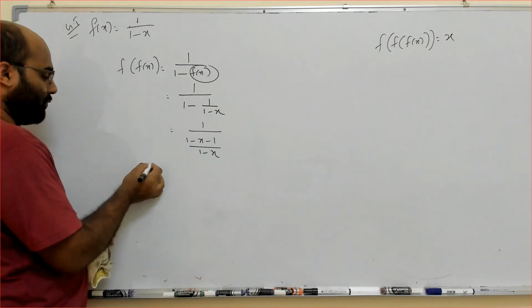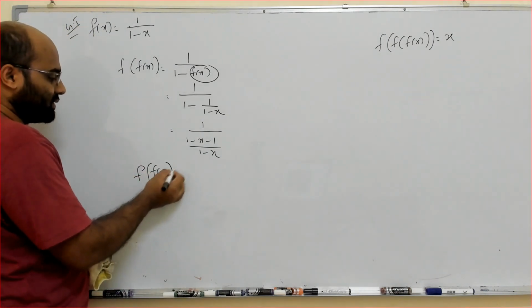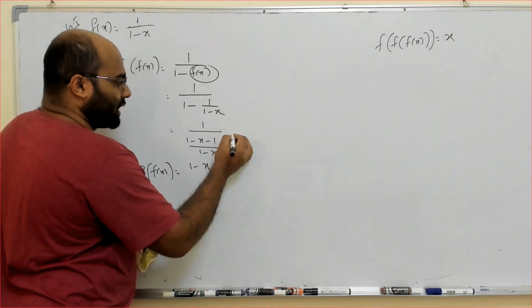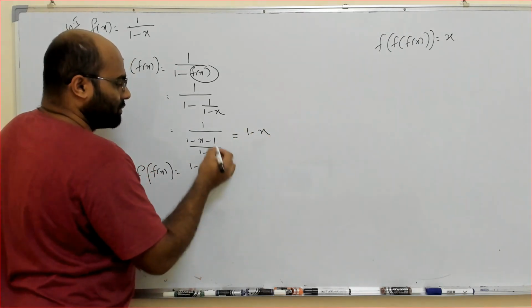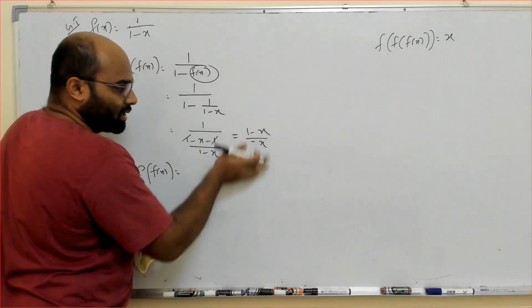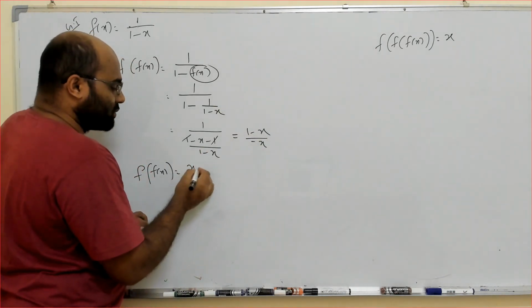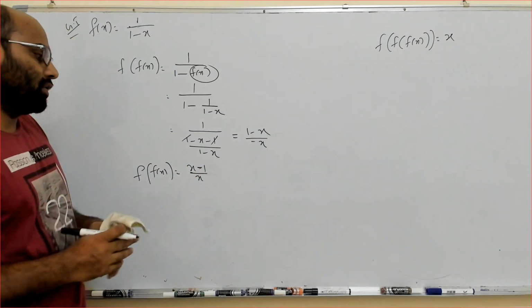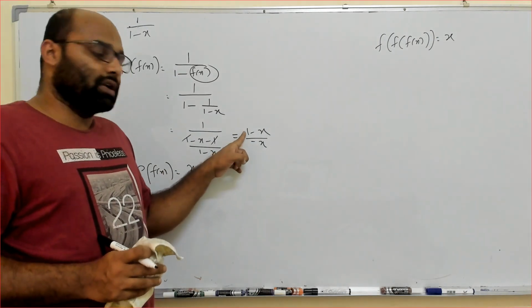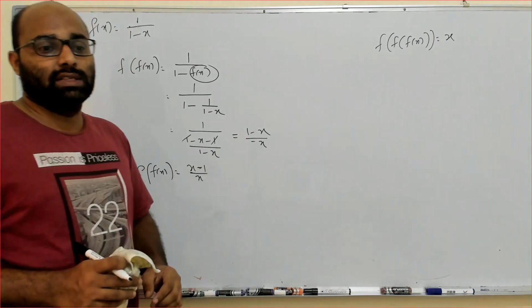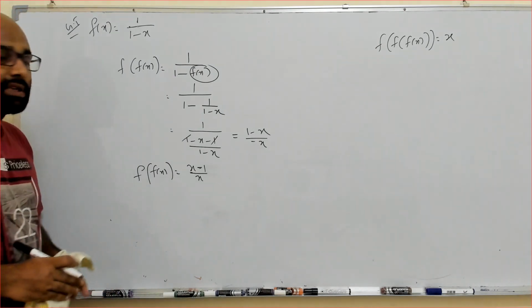So f of f of x will be: 1 minus x will move up, so we can write here 1 minus x, minus 1, and this cancelled, minus x. Or we can keep the minus up, so x minus 1 by x. Like that we can write, because this minus I just put upside down, or numerator and denominator doesn't matter, we can do like that. So f of f of x we got this one.